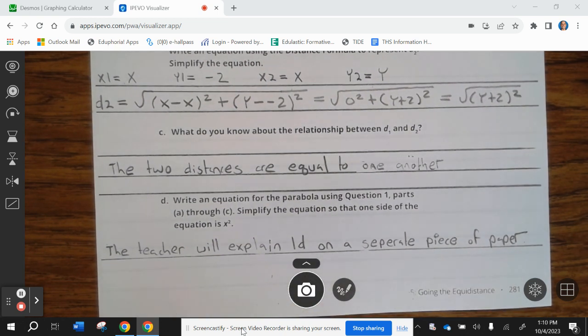Write an equation for the parabola using question 1, parts A through C. Simplify the equation so that one side of the equation is x squared. I will explain 1D on a separate piece of paper.